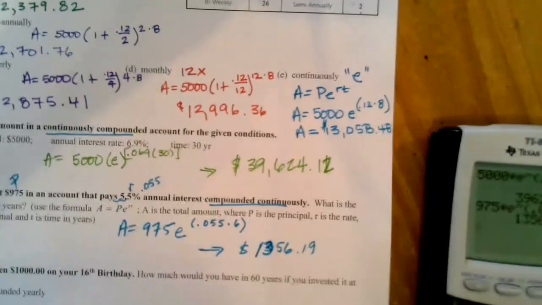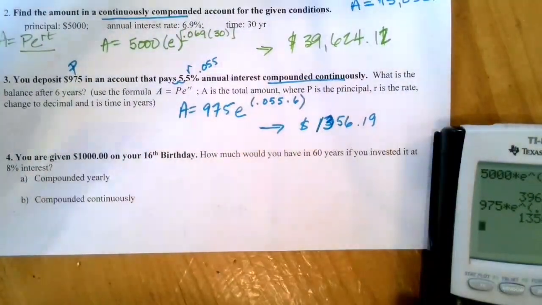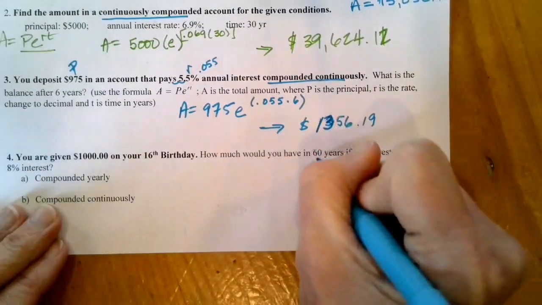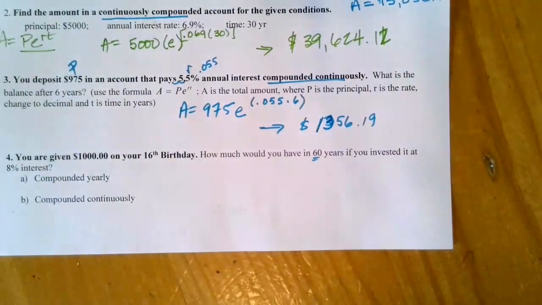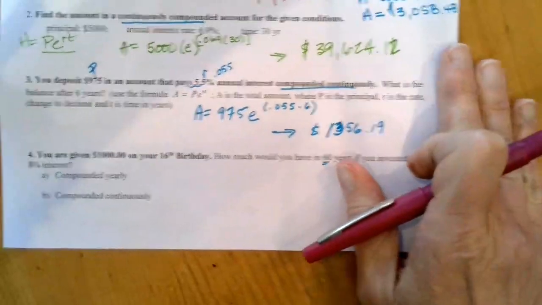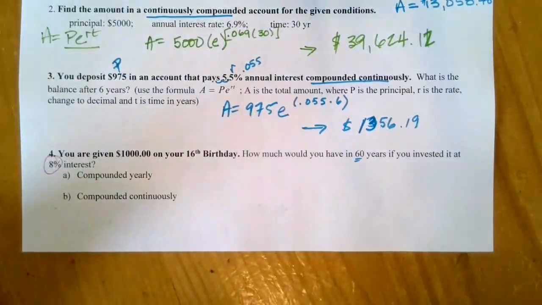All right, let's check out number 4. You are given $1,000 on your 16th birthday. How much do we have in 60 years? Holy cow. You want to hold off pulling on that money for 60 years? And it looks like you invested at 8% interest. That's a pretty good interest rate, don't you think?